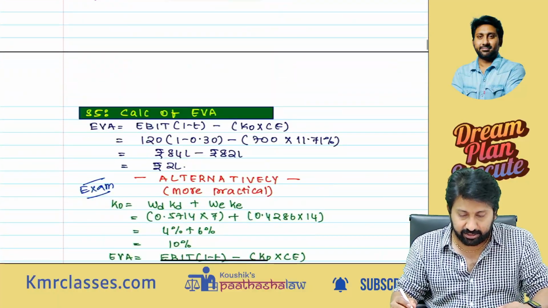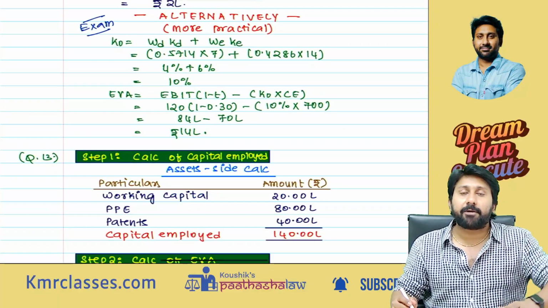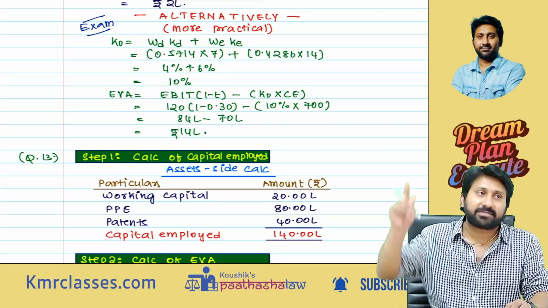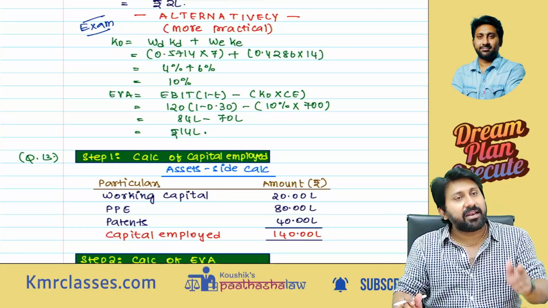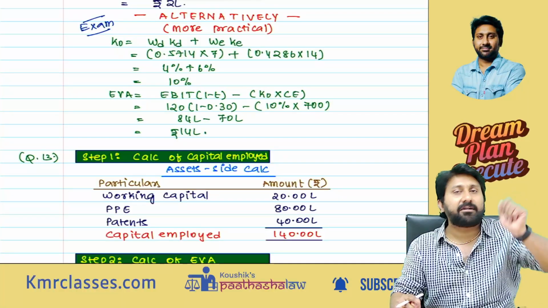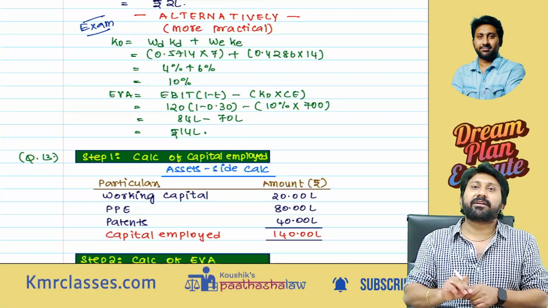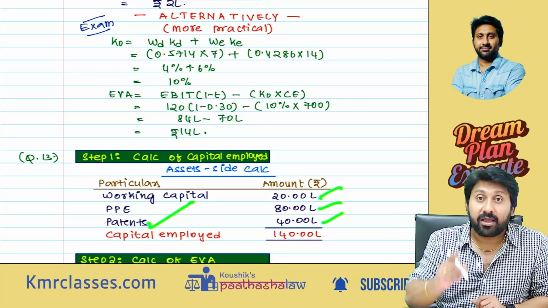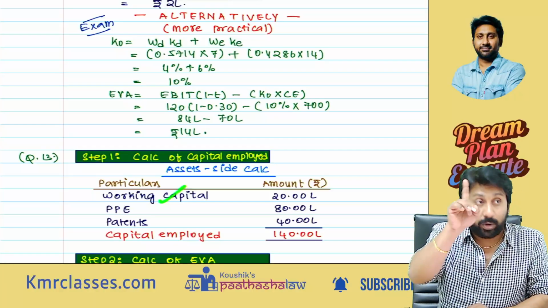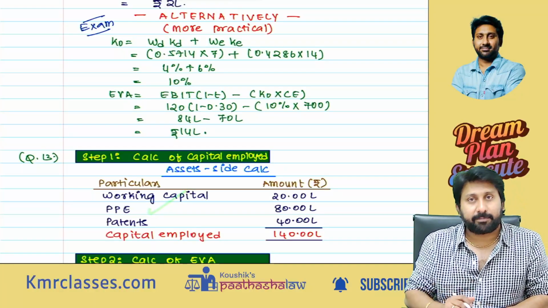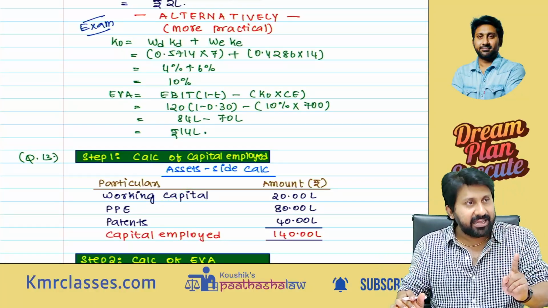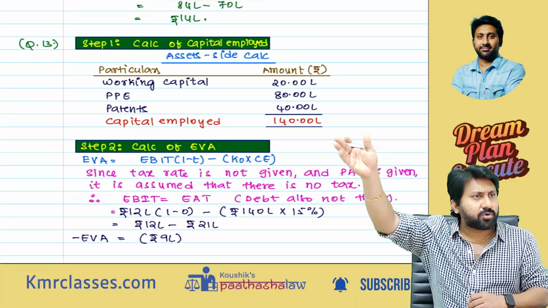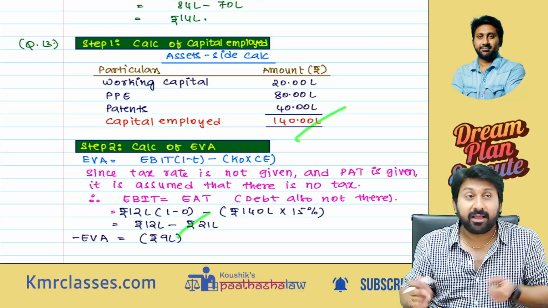Next, capital employed may not always be calculated through the liability side. Capital employed can sometimes also be calculated from the asset side. Generally, capital employed means debt plus equity, liabilities. But sometimes they don't give that data. Then total all the assets, including intangible assets, including working capital, including plant and property, every asset you add, minus outside liabilities. That will become capital employed. In this question, outside liability is not there. 140 lakhs is the capital employed, from the asset side calculation.